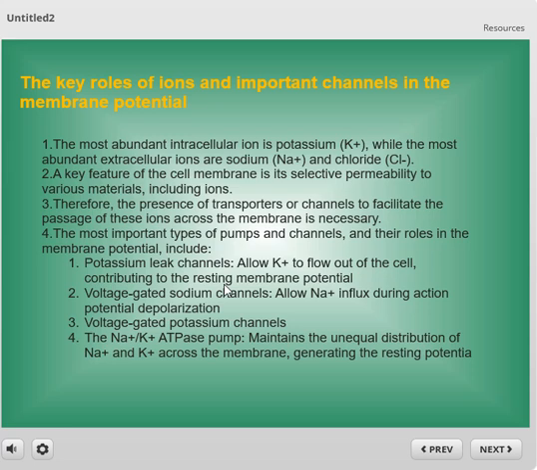Briefly, the interplay between the selective permeability of the membrane to different ions, the activity of ion pumps and transporters, and the opening or closing of specific ion channels are the key determinants of the resting membrane potential, and they generate the action potential in excitable cells.